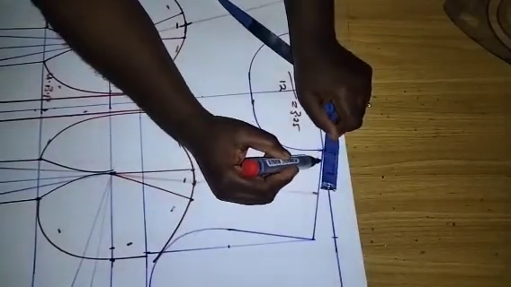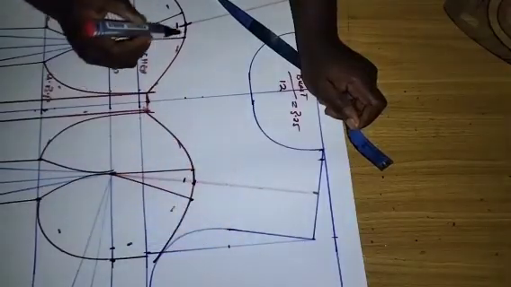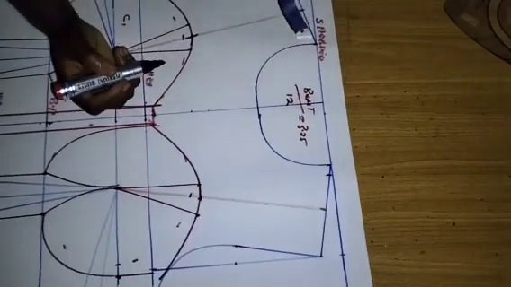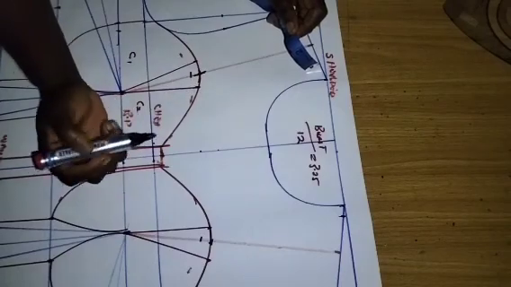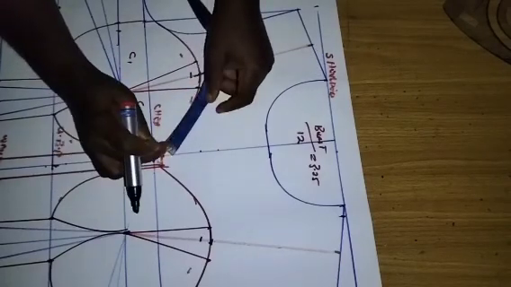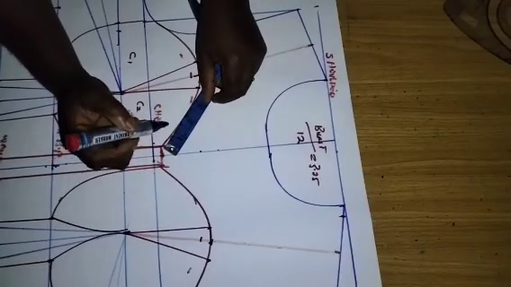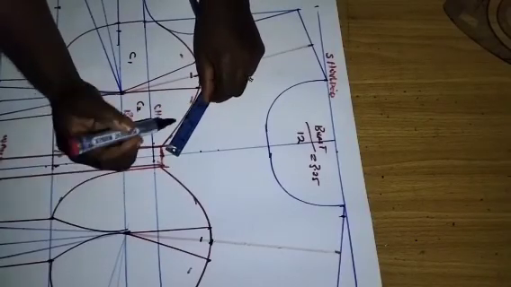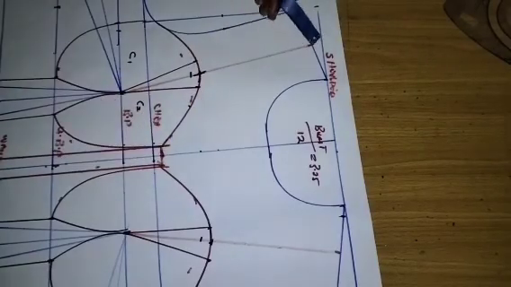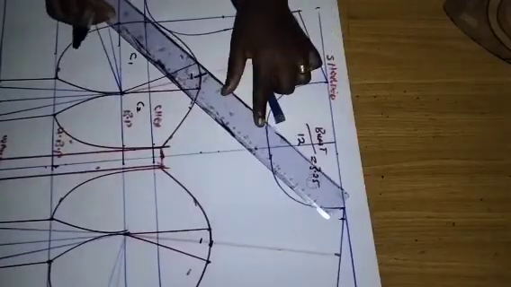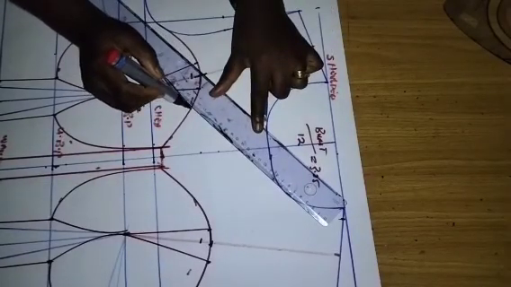So from here, I'll come out by 0.5, and I'm connecting it to this, the midpoint. So from here, I'll just measure 2.5 or 3 inches. Okay, let me do 2.5 from here, 2.5. So I'm going to use my ruler to connect. So when connecting this, I'll just point toward the neckline there.